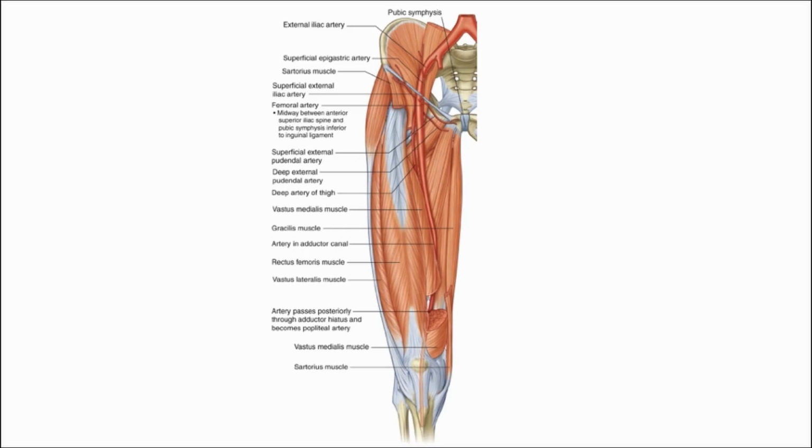So the femoral artery passes vertically through the femoral triangle, and then it continues down the thigh in the adductor canal. You can see here in the adductor canal. It leaves the canal by passing through the adductor hiatus, the little gap in the adductor magnus muscle, and that's where it goes posteriorly to become the popliteal artery behind the knee.